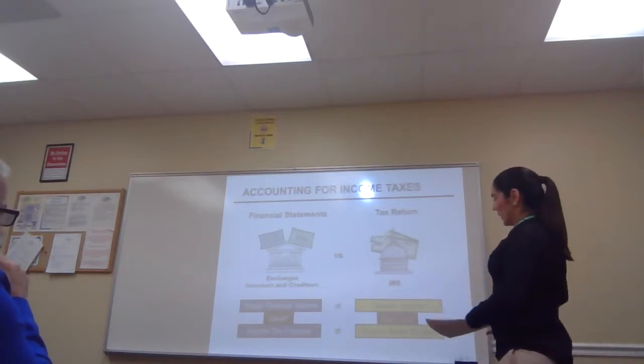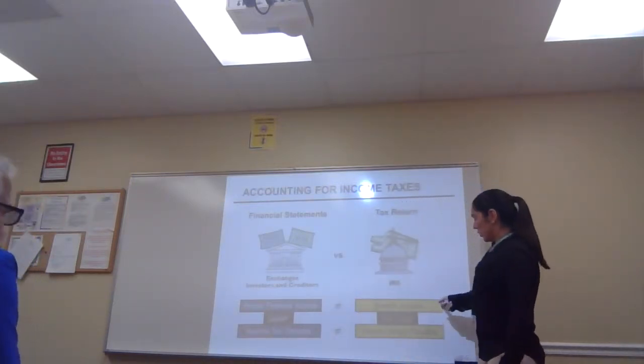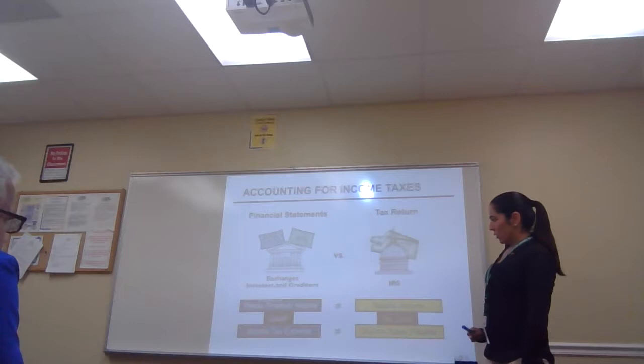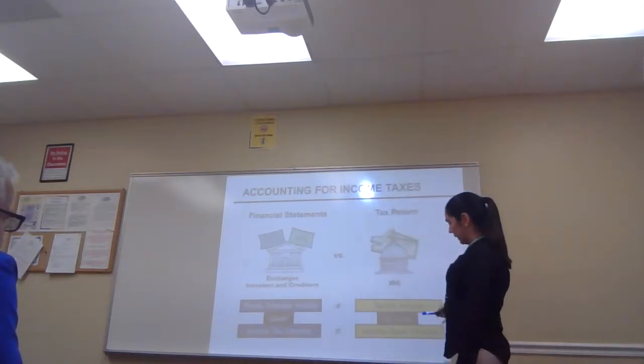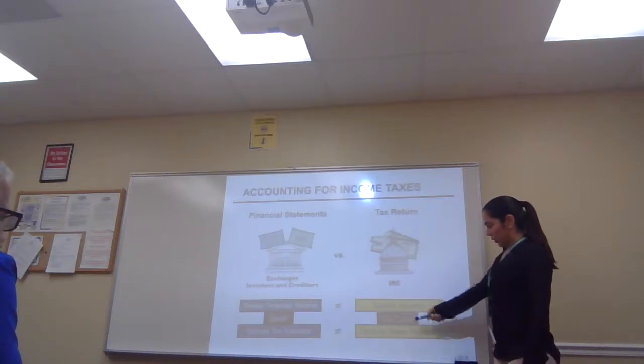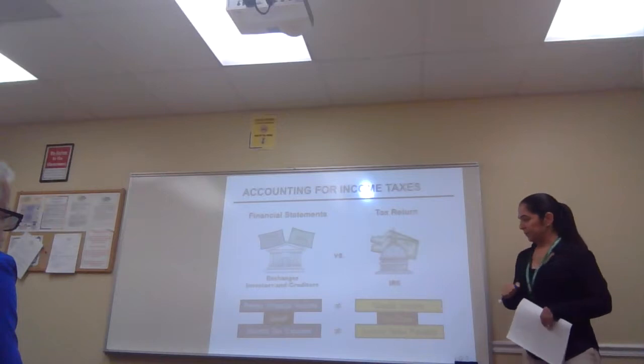You have what's called your pre-tax financial income, and then your taxable income, that's per your tax code. Pre-tax financial income is GAAP, which is where your income tax expense is, and your taxable income per your tax code is your income tax payable.